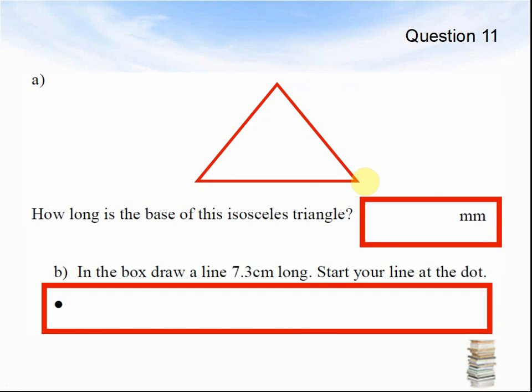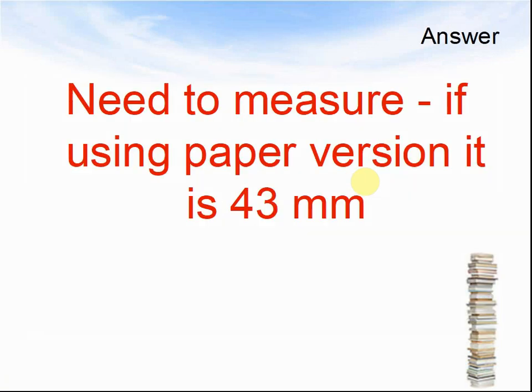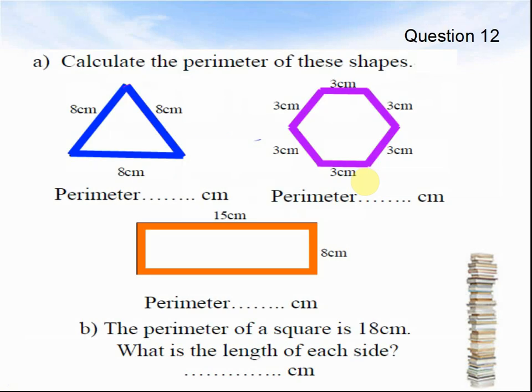Here comes the answer. The answer is, you didn't measure. If using a paper version, it was 43 millimeters. But it could be something completely different if you're measuring it on a whiteboard, on a computer, on your mobile phone screen, etc. Let's have a look at the next question. Question 12. Calculate the perimeter of these shapes.